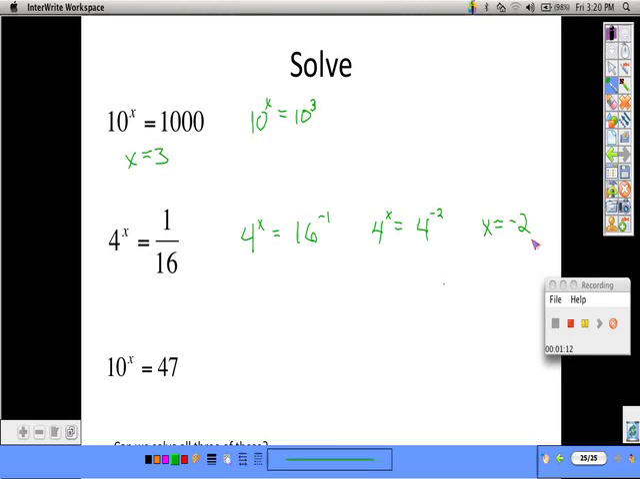But the third one here, 10 to the x equals 47, we don't have any way to write that so that there's the same base on both sides. And that creates an unsolvable problem for us at this point. The way we solve it is by using something called logarithms.